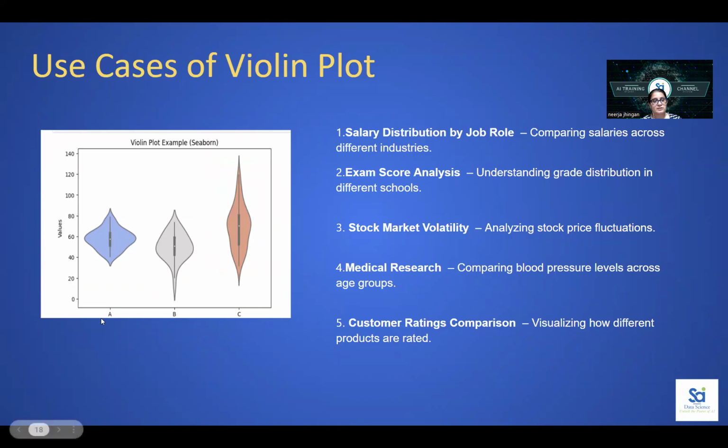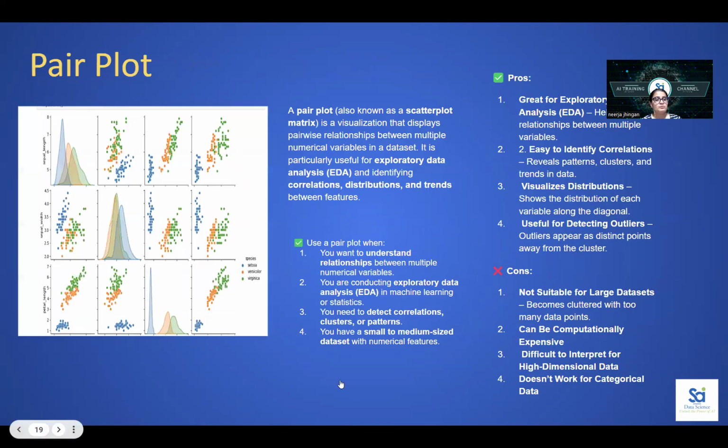You can use this. You can make different categories here: exam score analysis, stock market, medical research, customer rating comparison. These are the most common cases where you can use the violin plot. Okay, and now we will move to the pair plot.